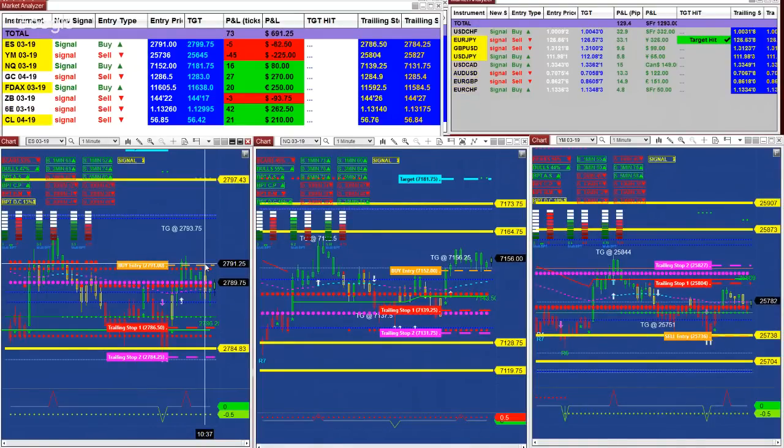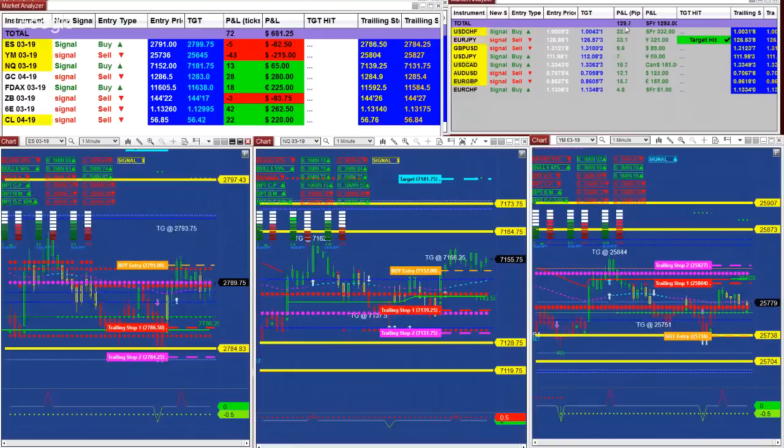On the forex, we have 129 pips, and I'm only interested in the U.S. dollar. This is the only one I'm interested in. I don't deal with the others. We have 129 pips based on 1 minute. So that's all we have right now.